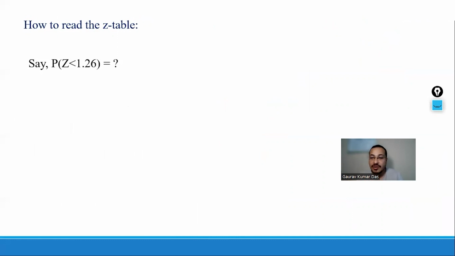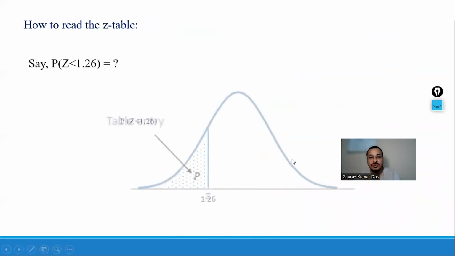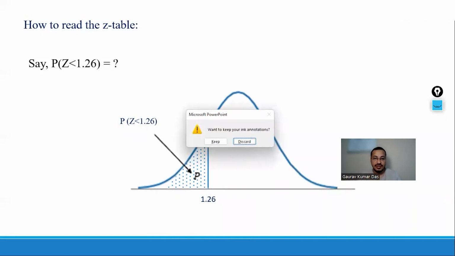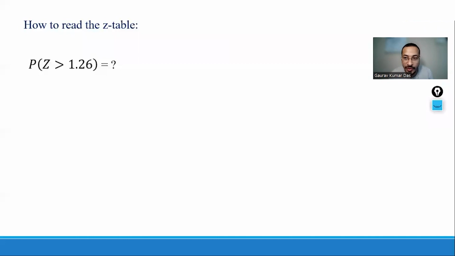Say I want to calculate the probability of Z such that it is less than 1.26. So basically what I'm asking, this is the curve, and by the way, this value Z cannot be 1.26 because it will always be greater than 0, right? So let me rectify this. So let us now take some quick examples to understand how to read the Z table. Okay, let's say I ask the question, what is the probability of Z such that it is greater than 1.26? Okay, so let's look into the graph.